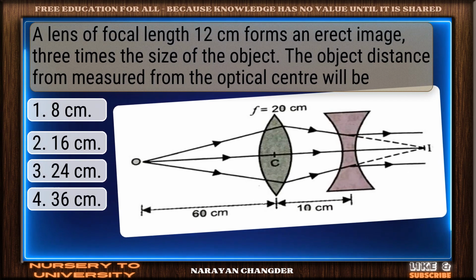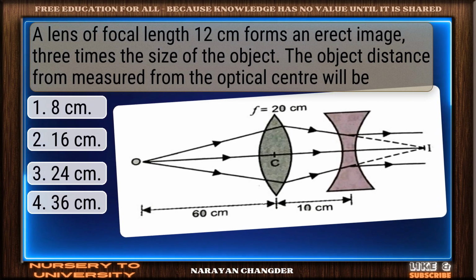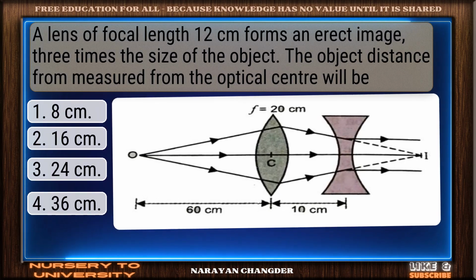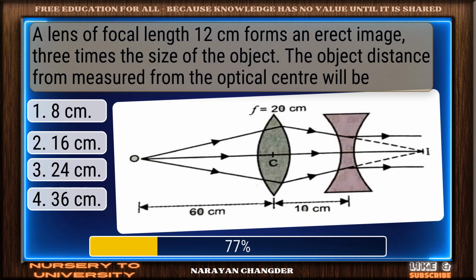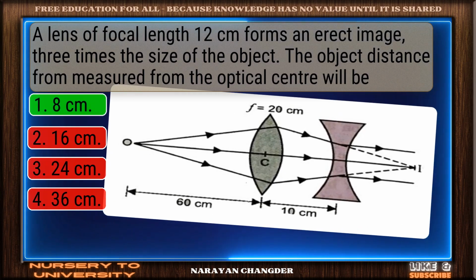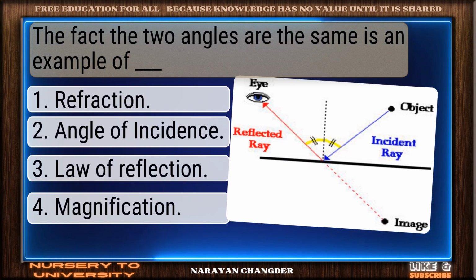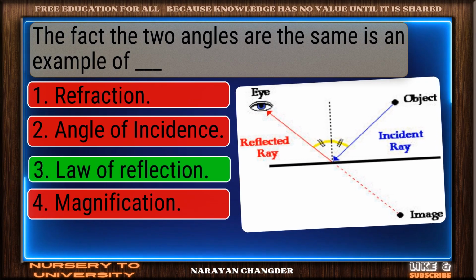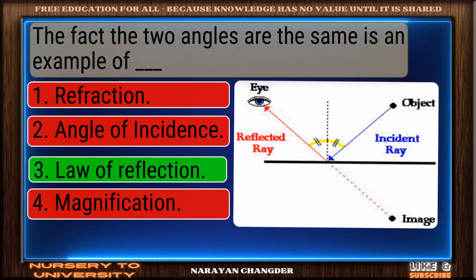A lens of focal length 12 cm forms an erect image 3 times the size of the object. The object distance measured from the optical center will be... Well reasoned. 8 cm is the correct choice. The fact that two angles are the same is an example of dash. Right again. Law of reflection is a valid answer.